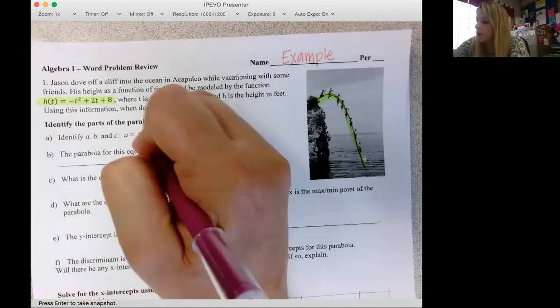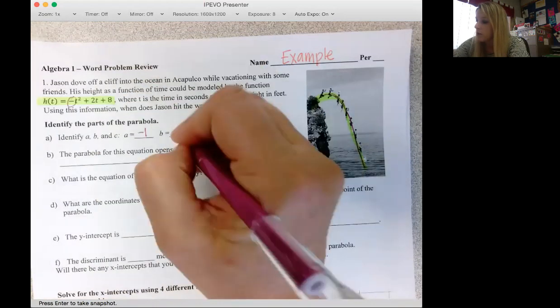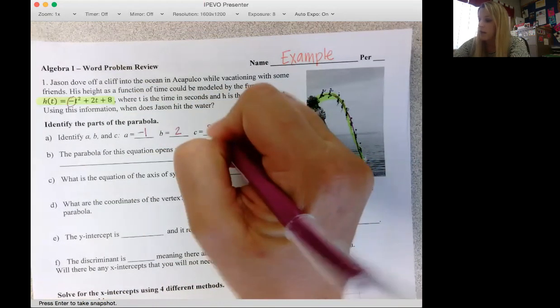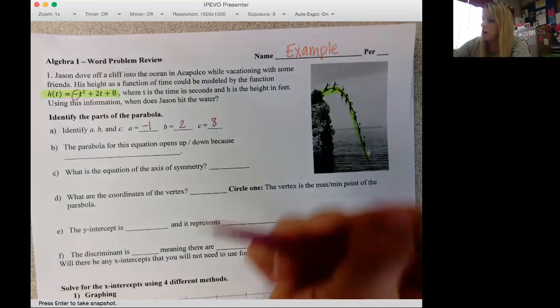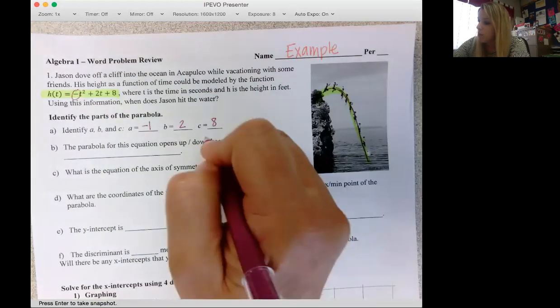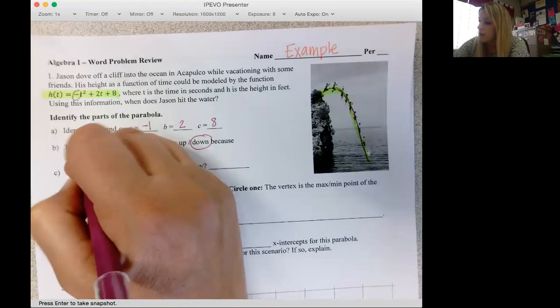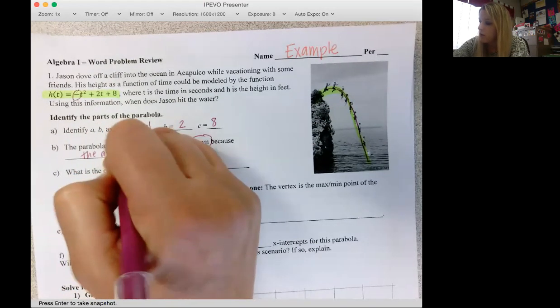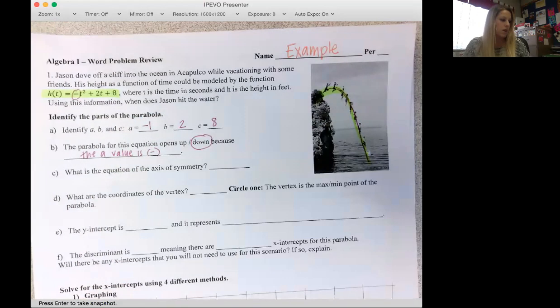So a is -1. I'm looking here, a is -1. B is 2, and C is 8. So that's the first one. And the next one says if it opens up or down. We talked about that during our meeting. And because a is negative, this means that it's going to open down. We know that because the a value is negative, or you can write the word negative.